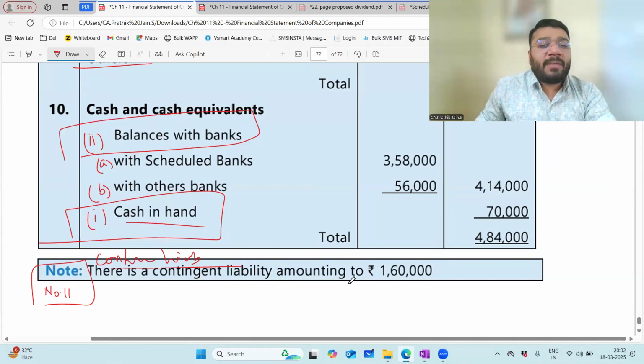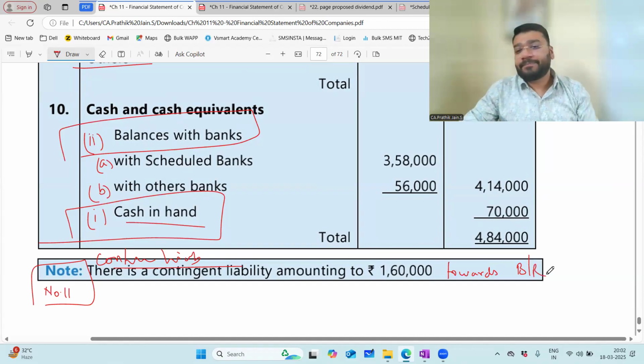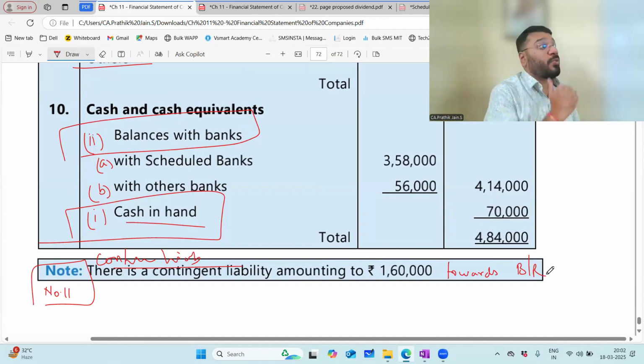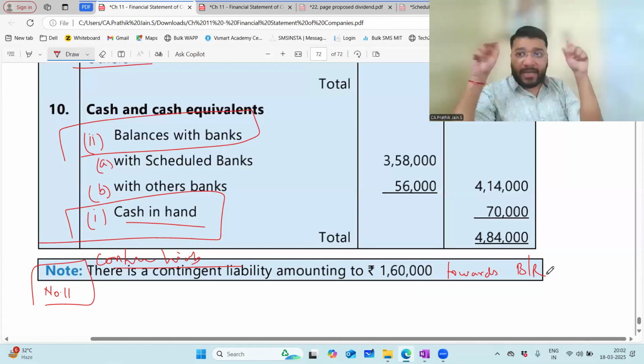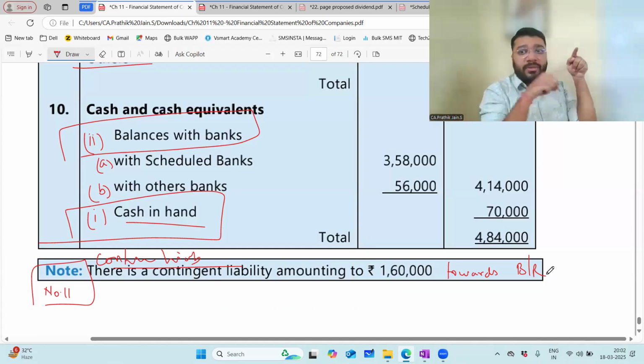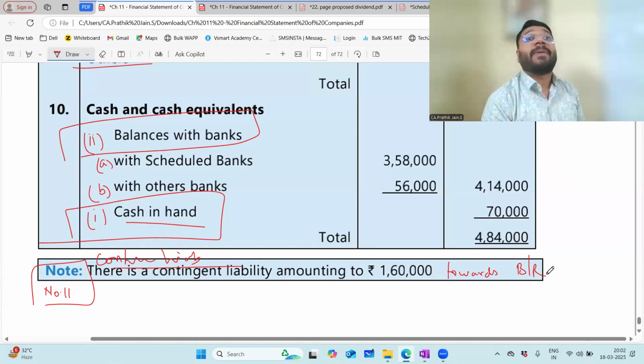So there is a contingent liability amounting to 1,60,000 towards bills receivable. You have to mention what it is towards. Just saying contingent liability 160 means what? For what purpose, they are not mentioning. No, disclosure is not proper. So it's a contingent liability amounting to 160 towards bills receivable. Like that you have to mention. So note number 11, contingent liability. Under that 1, 2, 3, each and every contingent liability to mention separately.